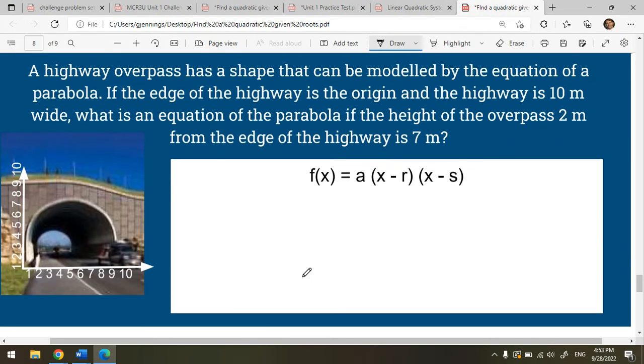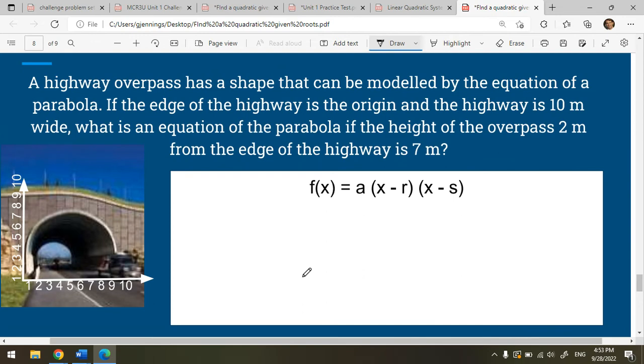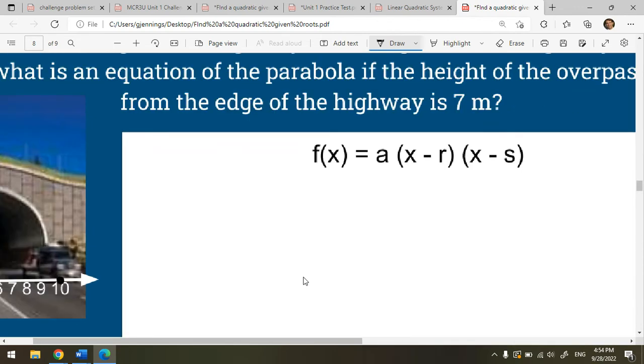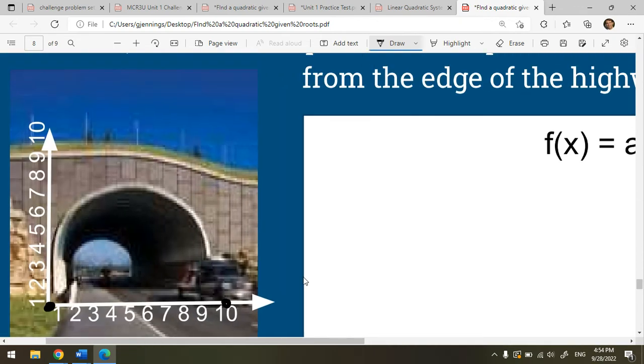Now we could do this in specific situations to model things that we have in our world. For example, if we have this highway overpass here and its shape can be modeled by a parabola, and we have put on a set of axes here which very conveniently locate one edge of the road at the point 0, 0 and the other edge at 10, 0. Let's take a look at how we can use this idea.